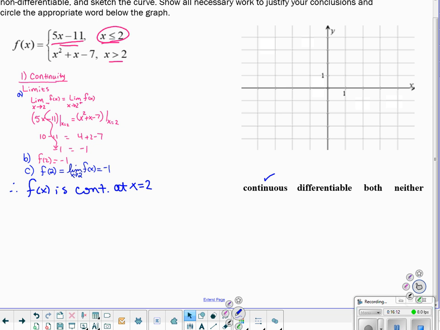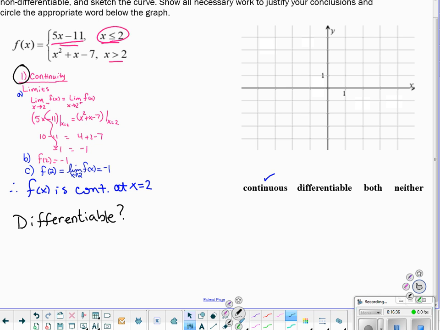The next thing we want to explore is differentiability. And I told you that in order to explore differentiability, I need to, because if something is continuous, it has the potential then of being differentiable. Doesn't necessarily mean differentiable. We're trying to discover, is this differentiable?